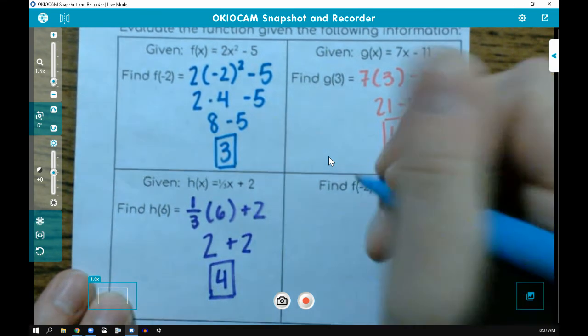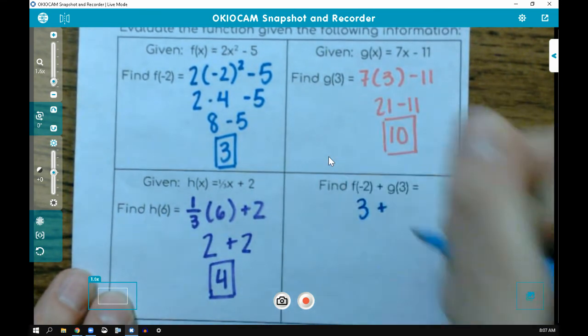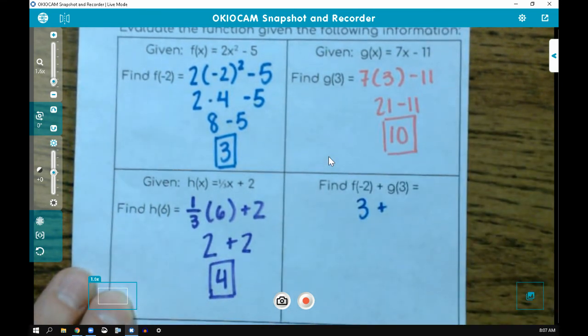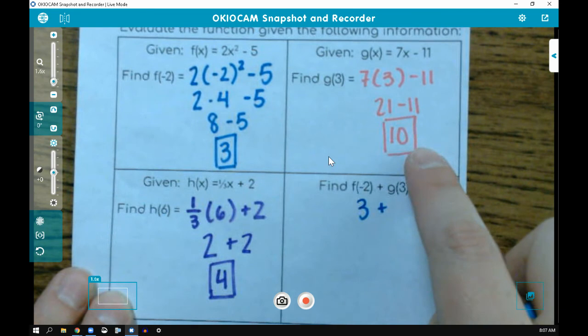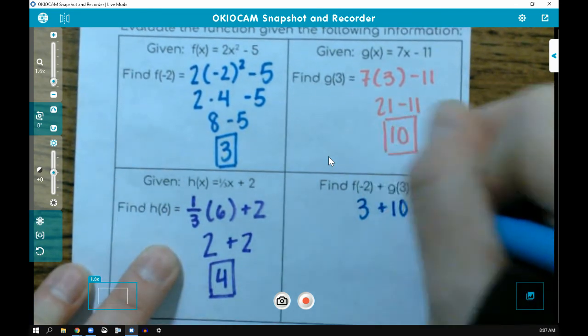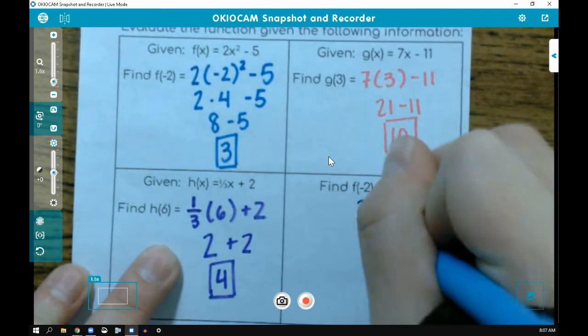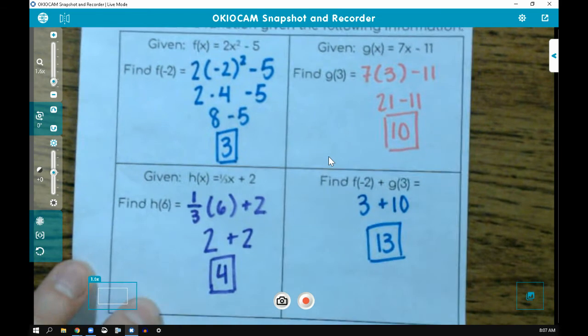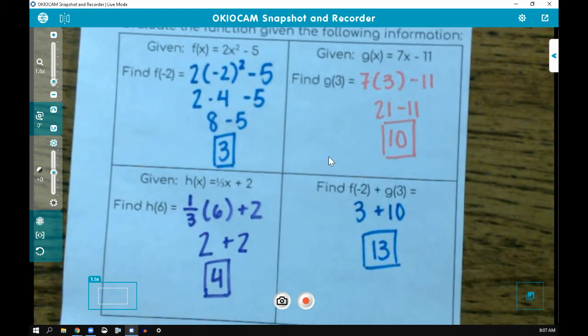So I'm going to write down a 3 below this. Plus, we already did g of 3. G of 3 is 10. We figured out that g of 3 equals 10. So then 3 plus 10 equals 13. And that's all we're asking you to do, is add together 2 of the answers you've already gotten. We're asking you to use the labels to add together answers you've already gotten.